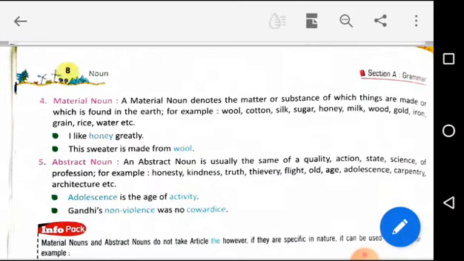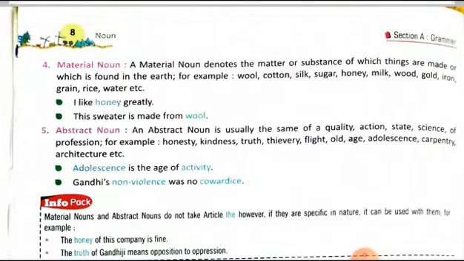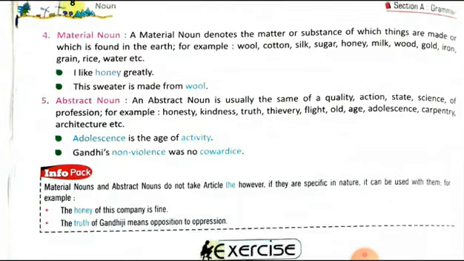Two more examples are given here, just look. Adolescence is the age of activity. Adolescence is a certain state of our age or certain time of our life. Activity. Gandhi's non-violence was no cowardice. Here non-violence is a kind of state, and cowardice is a kind of quality. So a certain kind of action, state, quality, profession, etc. is called an abstract noun.